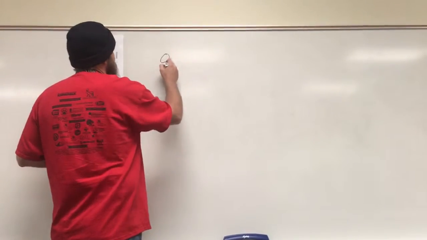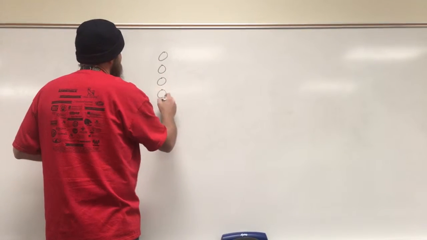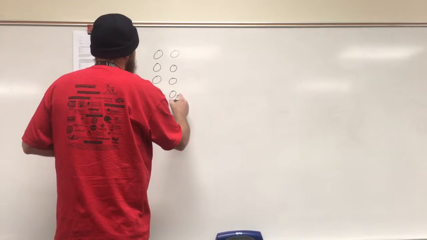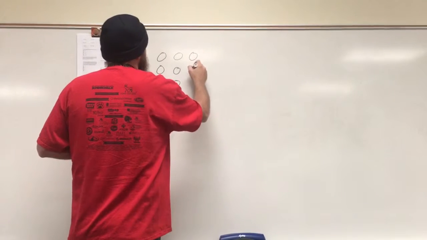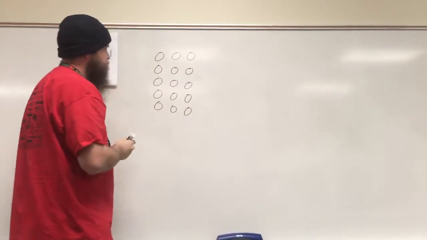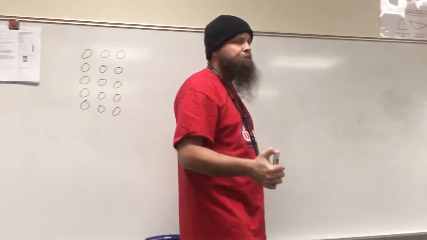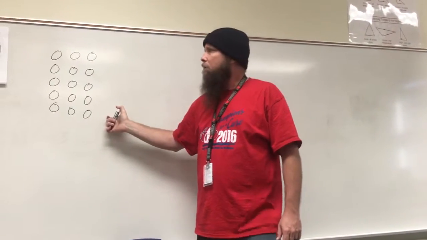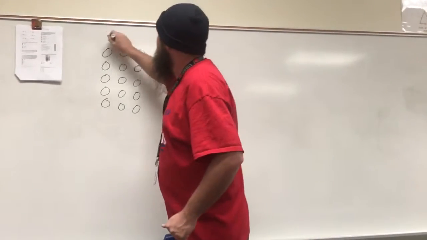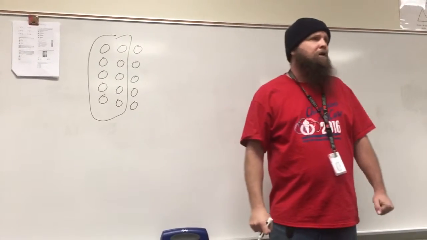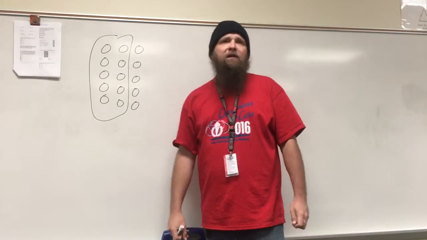1, 2, 3, 4, 5. 1, 2, 3, 4, 5. 1, 2, 3, 4, 5. So I have 15 total, and 2 of the rows of 5 are going to be circled.